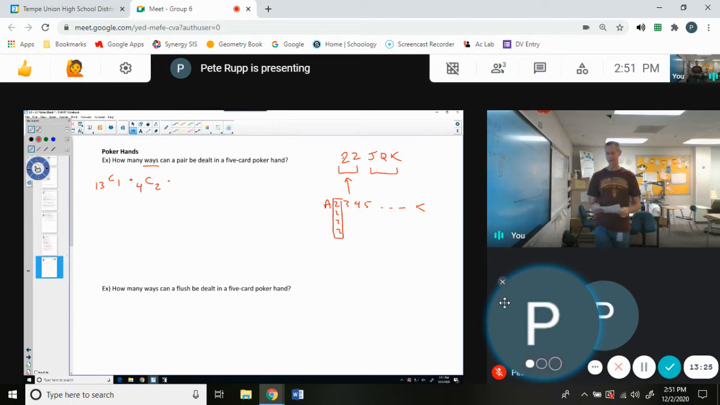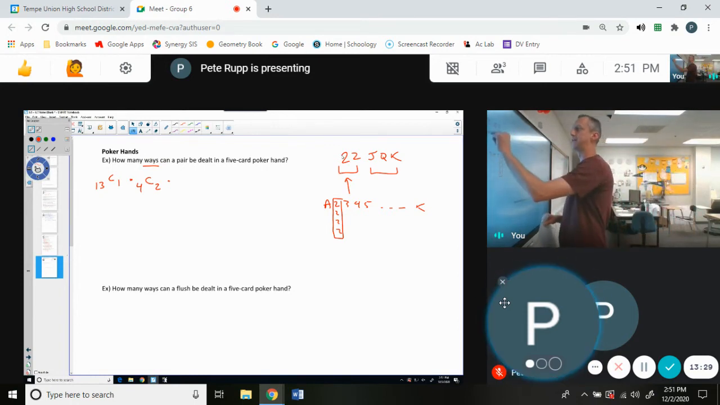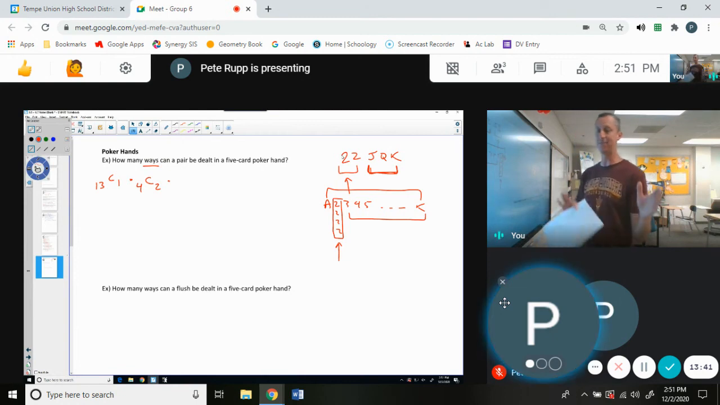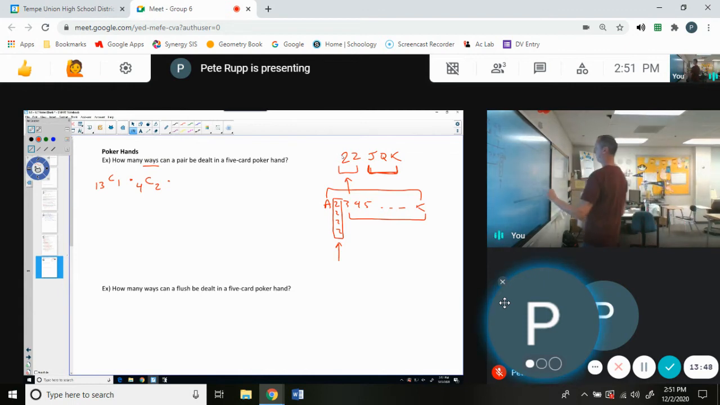Now it's kind of tricky because I have to account for these other 3 cards here. There are 13 total types here. I've picked 1, so there are 12 remaining. I can pick any of the 12, but they can't be the same. So I need 3 different ones out of those 12. So it's going to be 12 choose 3.